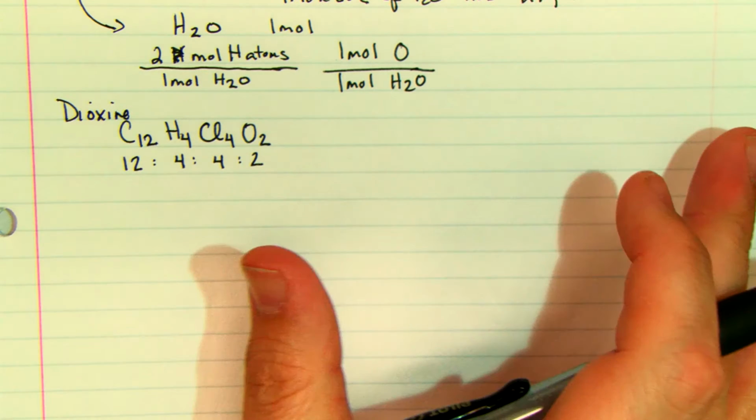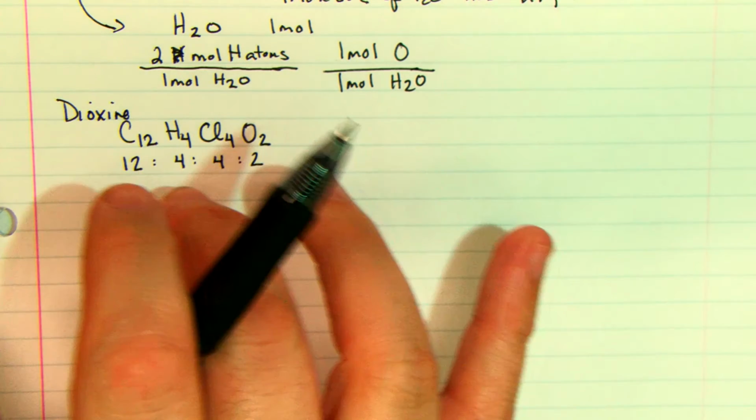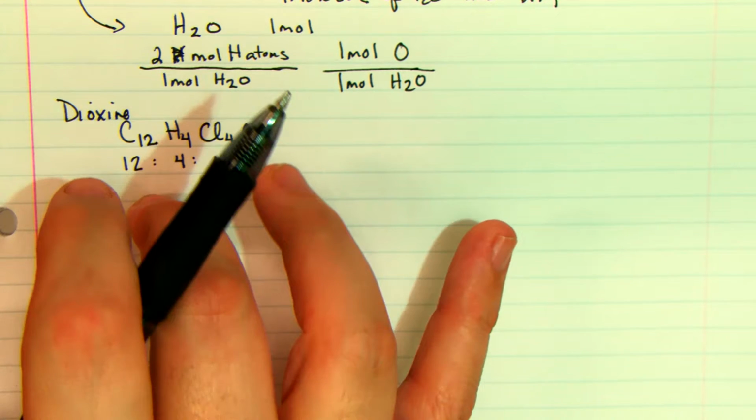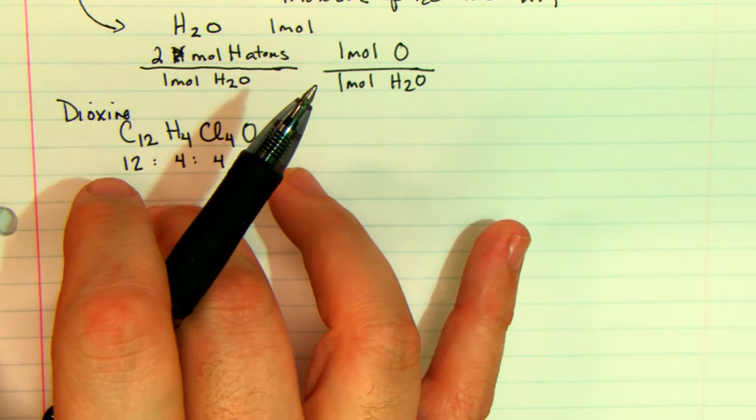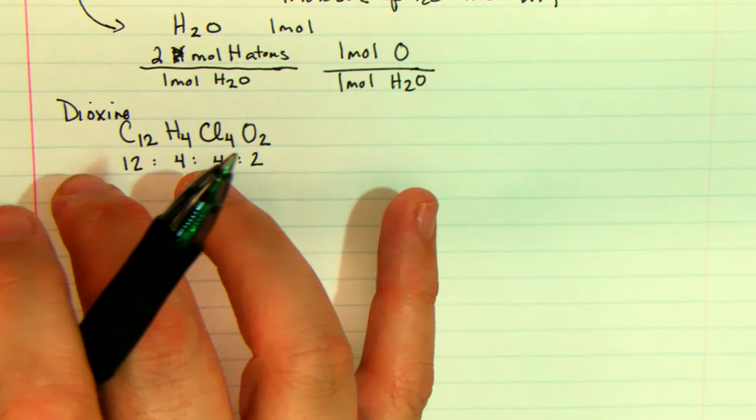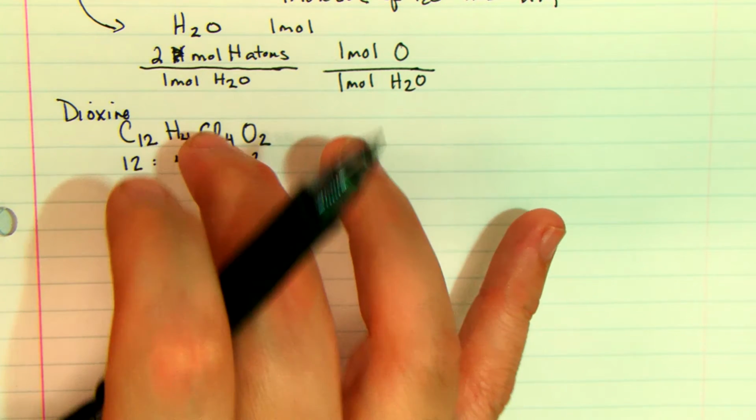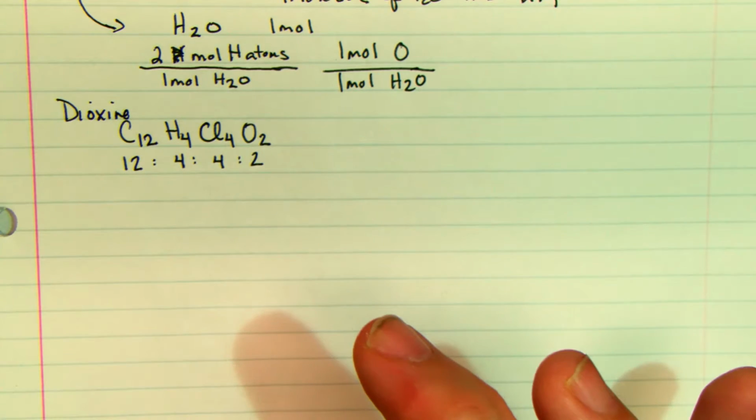That's the formula for this. I can't build it any other way and get dioxin. So if I want to build dioxin, I need the 12 carbons, the 4 hydrogens, the 4 chlorines, and the 2 oxygens. Otherwise, it just doesn't happen.